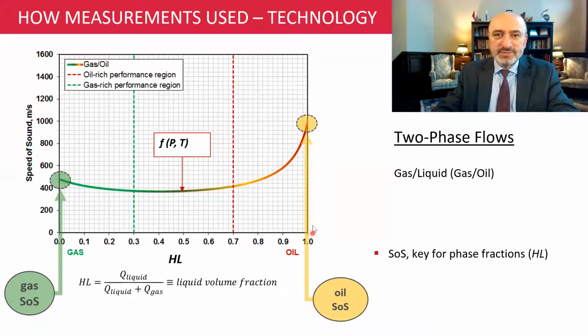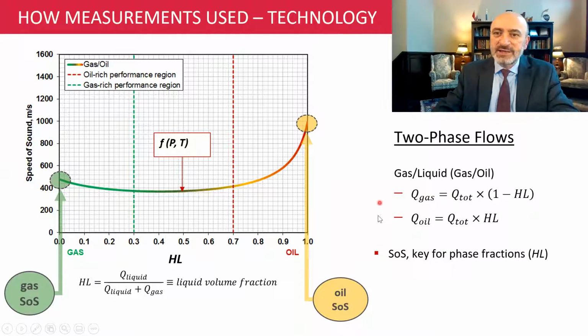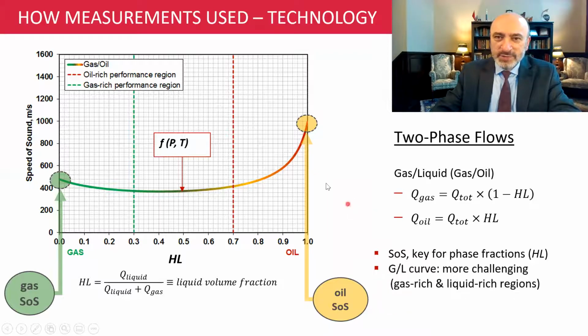And again, the phase flow rate calculations are similar. We make a speed of sound measurement, and that will correspond to a specific HL, liquid volume fraction. And we can use that information to calculate the gas and oil phase flow rates. Now, I mentioned that for gas-liquid mixtures, the curve is a challenging curve. And this curve is actually using the same equation. It is still the Wood's equation.